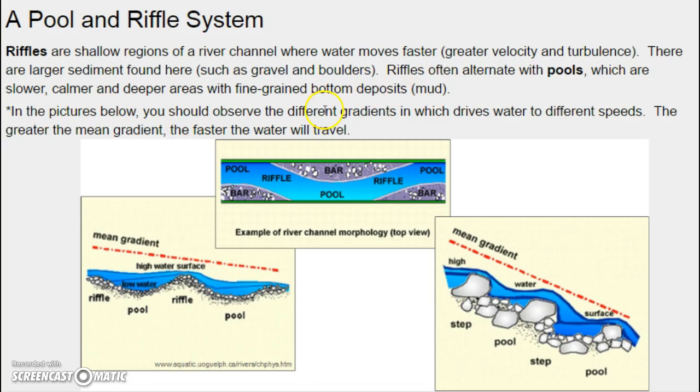In the picture below, you should observe the different gradients, right? Here's a gentle slope, here's a steeper slope that we call gradient. They have different gradients, which drives the water to different speeds. The greater the mean gradient, the faster the water will travel. It's essentially flowing downhill at a greater rate.